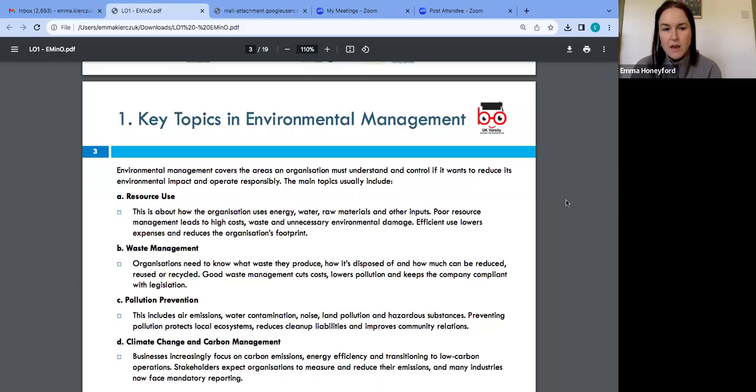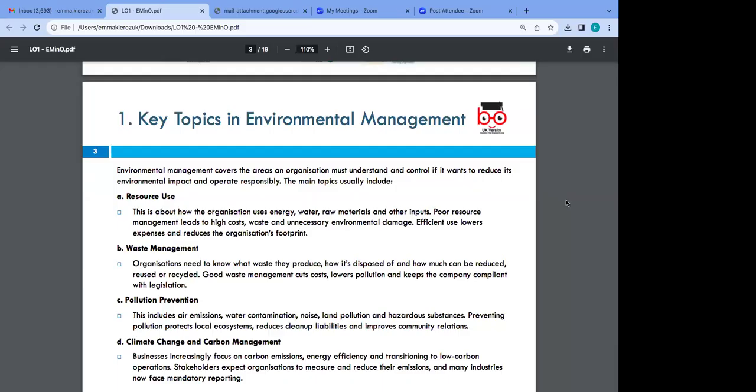And then we have another key area, which is climate change and carbon management. So businesses are increasingly focusing on carbon emissions. I don't know, Dahlia, if you have experienced any organisation talk about carbon emissions. Have you come across that a lot recently, that a company talks a lot about carbon emissions and carbon reporting? Yes, I think at my last company, we had a quick call about carbon emissions, but I didn't go into too much detail.